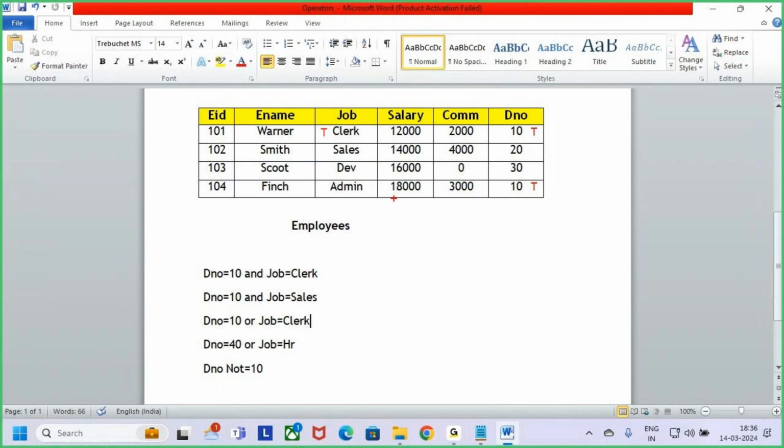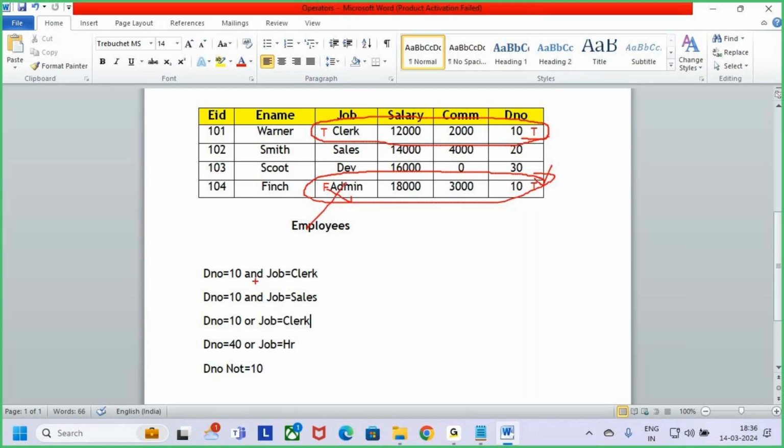Next, there is one more employee working in the 10th department. Who is that? Finch. What job is he doing? Admin. Here the second condition is false. Now see, here the first condition is true, and the second condition is also true. Here both conditions are true. Here the first condition is true, but the second condition is false. Here one condition is true, one condition is false.